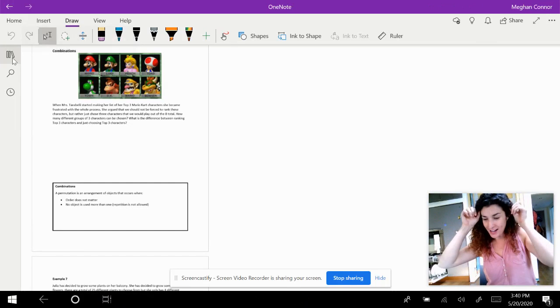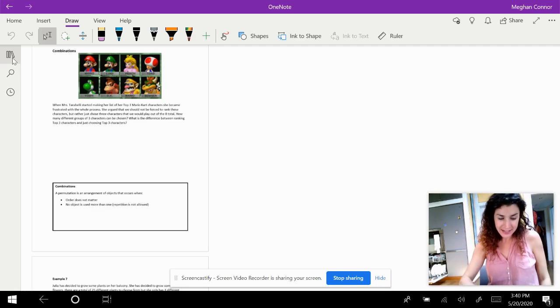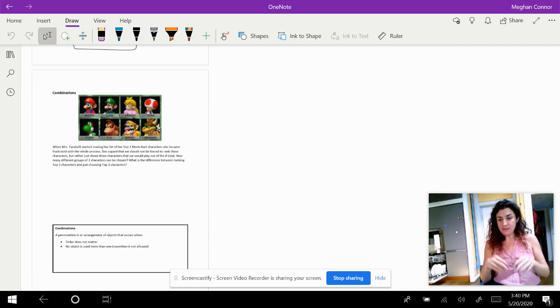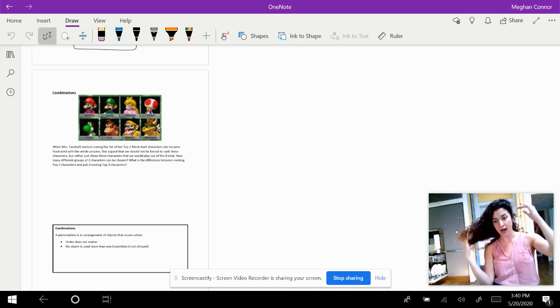Okay, so we are ending our last section or lesson of these specific notes. And what we're talking about today is combinations.